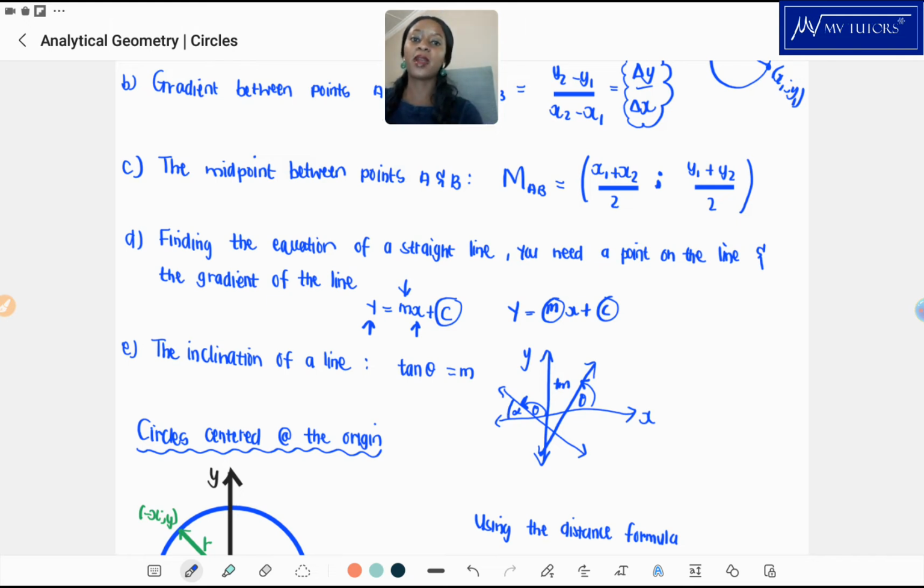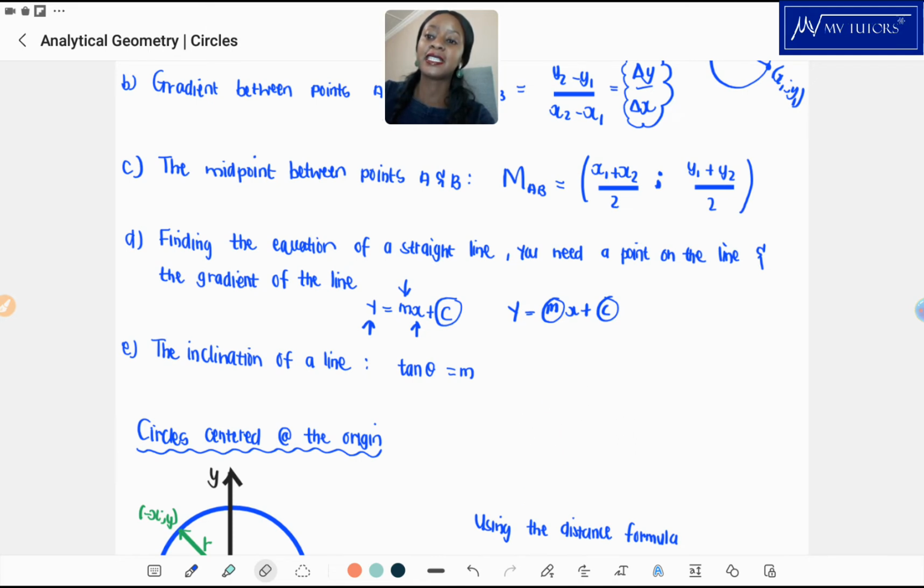You just need to take 180 and subtract the positive angle there so that you can get your theta. I hope I'm making sense, but basically that is how you get the inclination of a line. The equation being tan theta is equal to m, which is the gradient of your straight line. Okay, now we get to the circles.